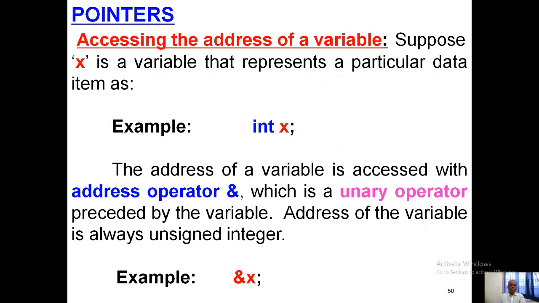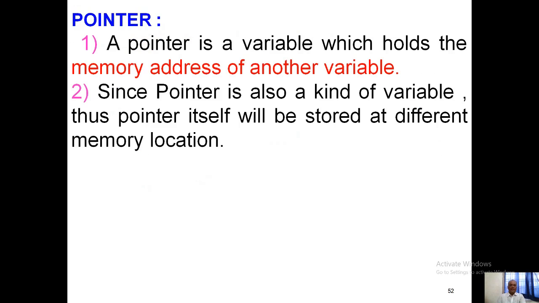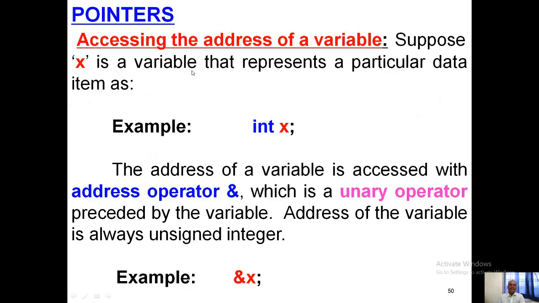Pointers. So first, what is a pointer? A pointer is a variable which holds the memory address of another variable. A pointer is also a kind of variable, but it will itself be stored at a different memory location with its own address.